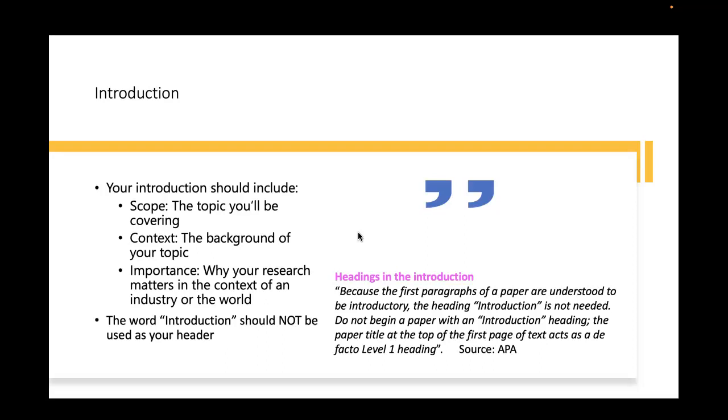In other words, instead of using the word introduction as your header, use the title of your research. For instance, if you are going to submit a proposal for childhood obesity, then your header should be childhood obesity, not introduction. Your introduction should include the scope, the topic that you're going to be covering, what the issue is, then the context. Give some data, give some statistics, anything to support the importance of your topic. And then talk about why your topic is important. This is the introduction for your entire essay.